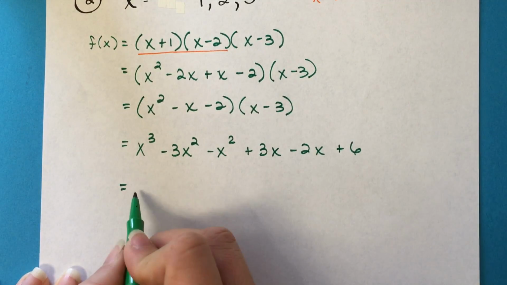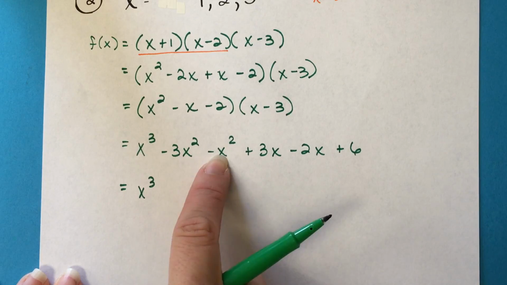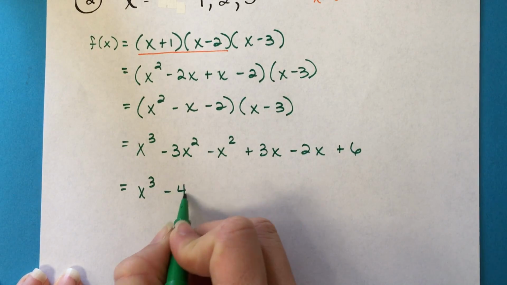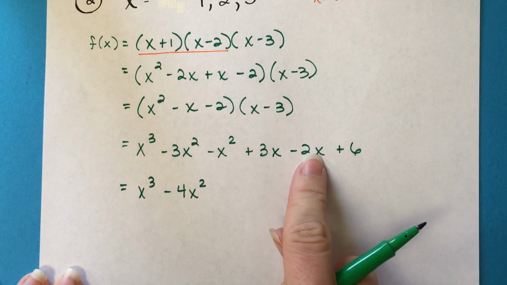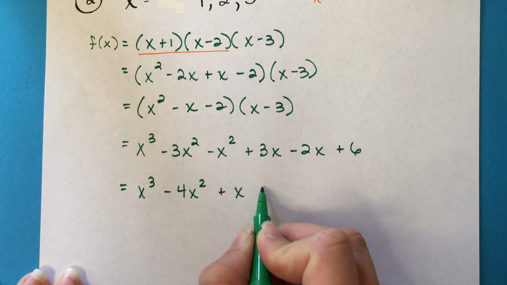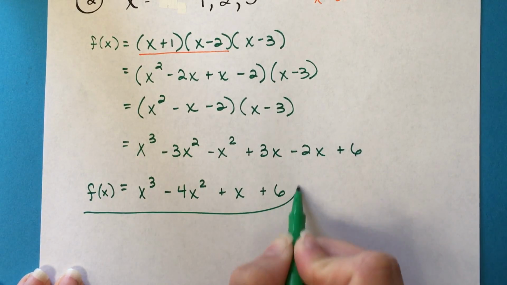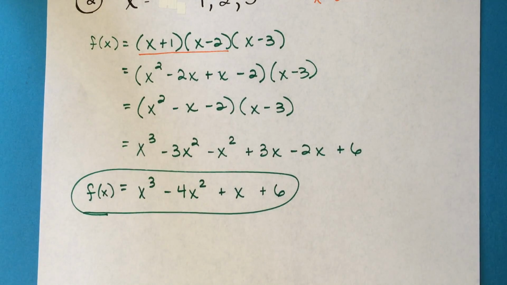And now combine like terms. You've got the second powers, so you combine those together, and that'd give you a negative 4x squared. Here are your first powers, that's going to give you a positive 1x, and then you've got the plus 6. There's your final answer.